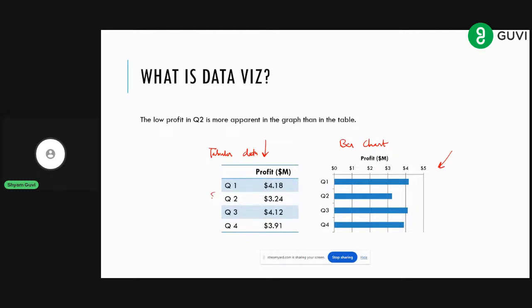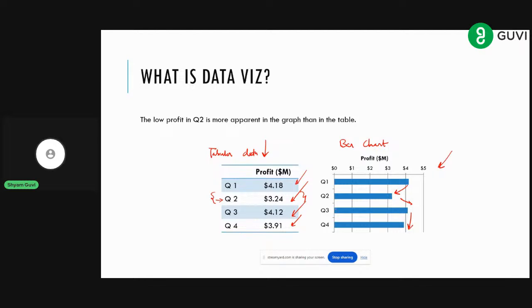Quarter two had a very severe dip in the sales, or you can also say that it has the least amount of sales, basically quarter two, right? From tabular data, this is pretty difficult to understand. You have to look at each and every data point to understand this. But in case of a bar chart, you can quickly analyze that, oh yeah, Q2 there was a significant dip, then it was a reversal, and then it has stayed like that.